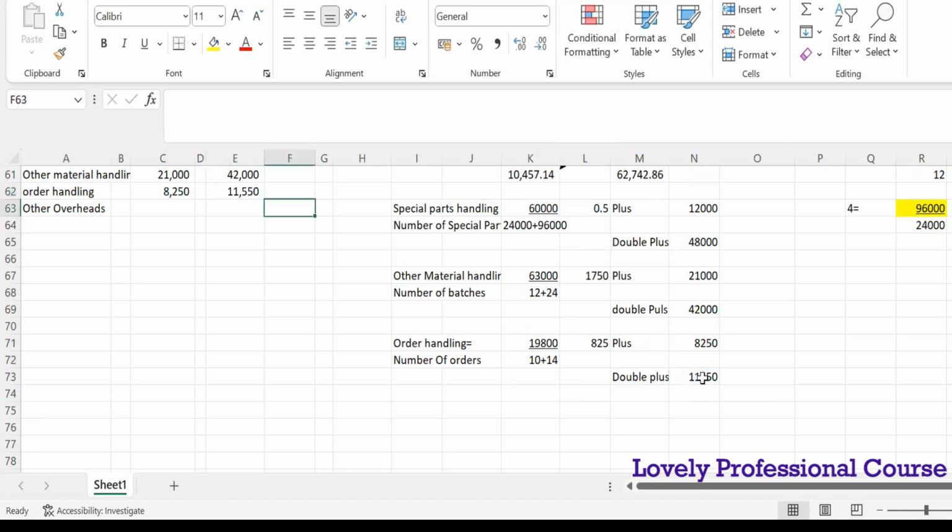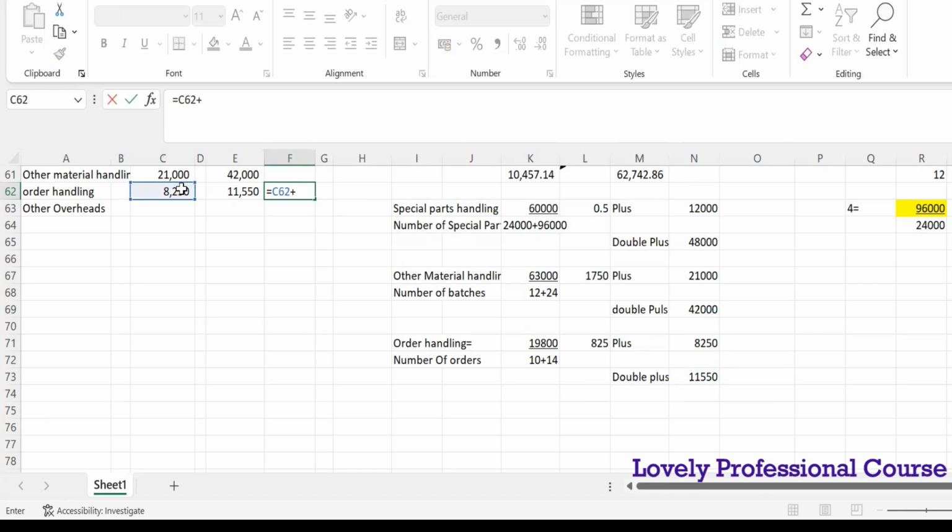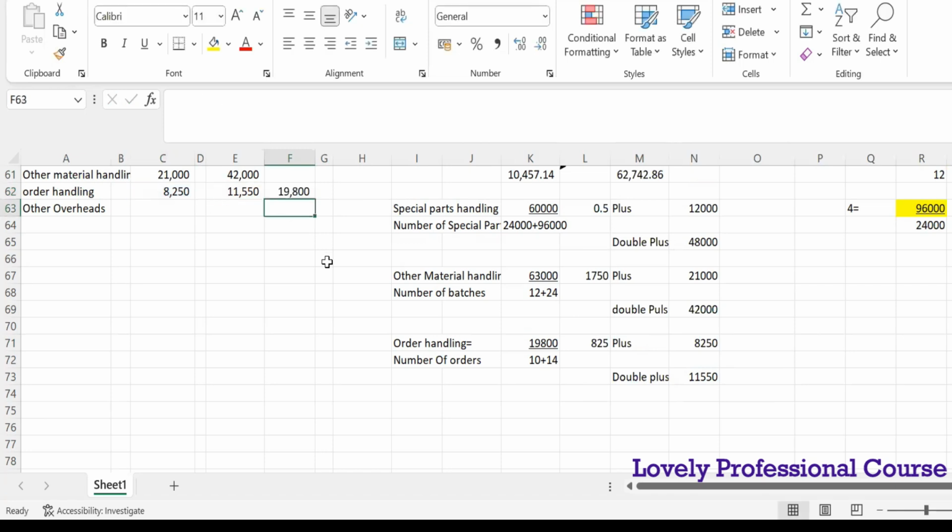So if you add them, let me add it for you. It will be this, plus this, which is 19,800, which was my cost of order handling, the cost incurred, the expenditure, the overheads for order handling. So I break it down into plus and double plus to know the cost incurred for producing this. So these are the costs incurred annually.